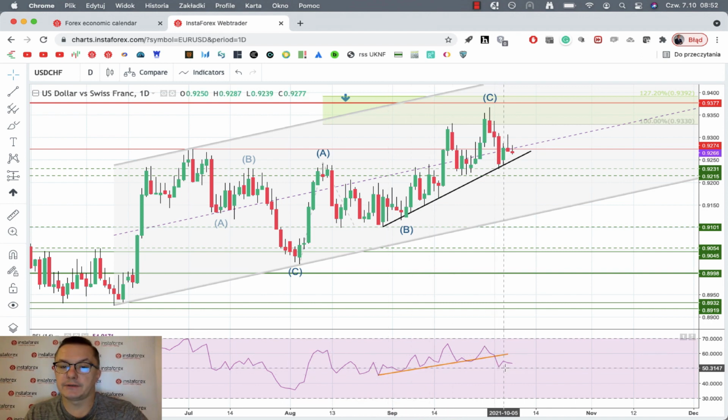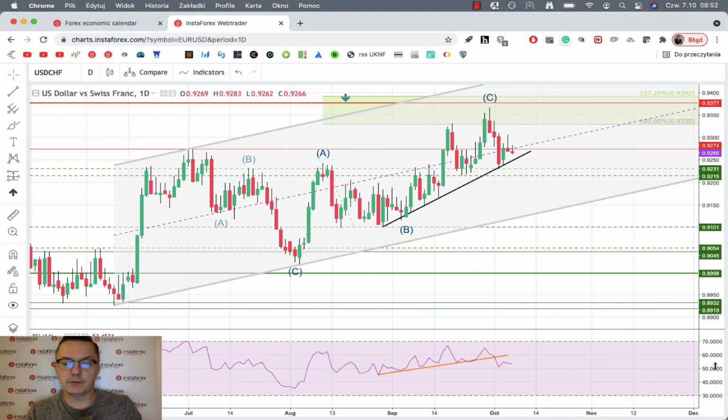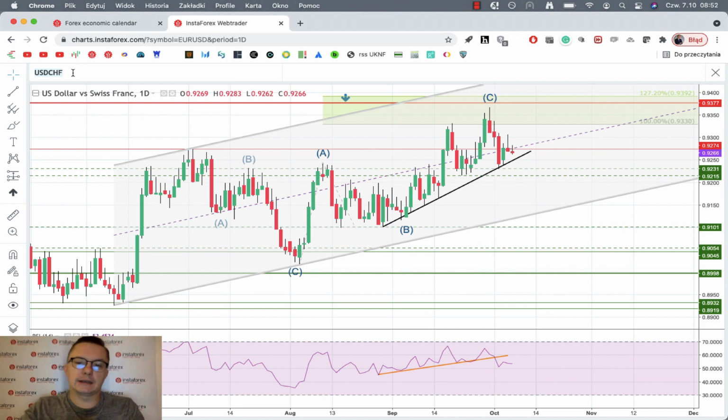We have the breakout in the momentum already. We are approaching the level of 50, which is the neutral level. So please keep an eye on the breakout below the neutral level. If there is another sell-off and RSI is below the level of 50, we have a move down confirmed by the momentum, so the market would likely go lower.